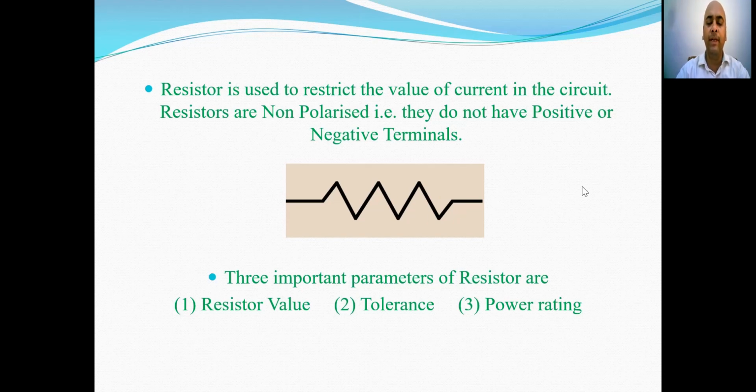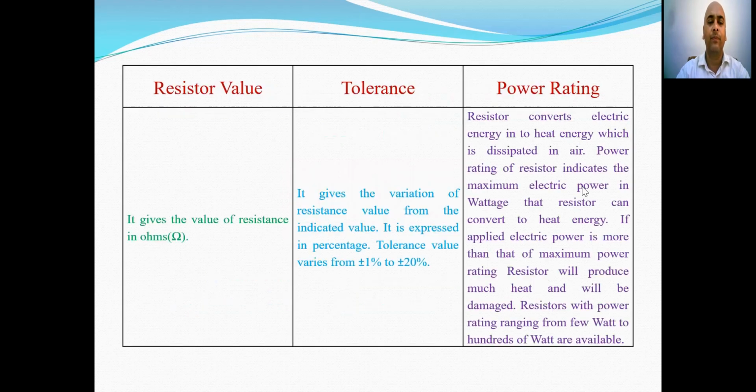The important parameters of a resistor are the resistor value, the tolerance and the power rating. The resistor value indicates the value of resistance in ohms. Tolerance gives the variation of resistance value from the indicated value. It is expressed in percentage. Tolerance values vary from plus minus 1% to plus minus 20%. Power rating, again a very important parameter for the resistor.